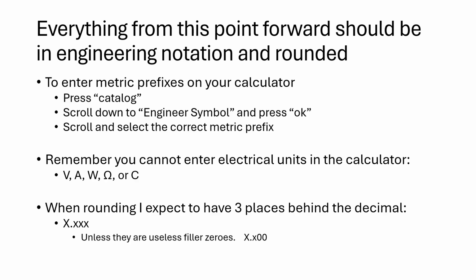First thing that we need to do is, from now on, everything is going to be in engineering notation. So just as a reminder, how to put things into engineering notation on your calculator is you punch in your number, you're going to press the catalog button, which is just below the D-pad on your calculator, and then you're going to scroll down to engineering symbol, hit OK, and then find the correct metric prefix.